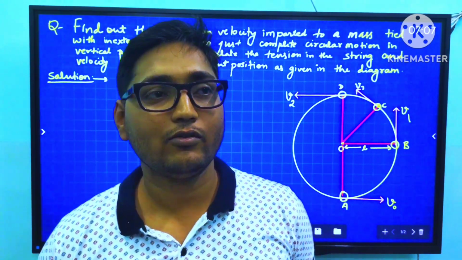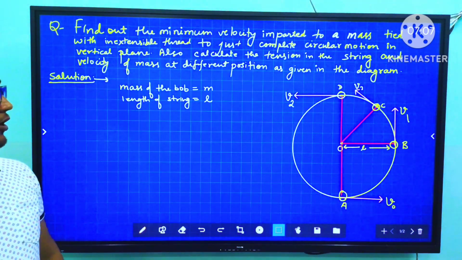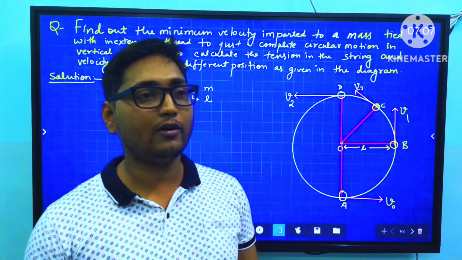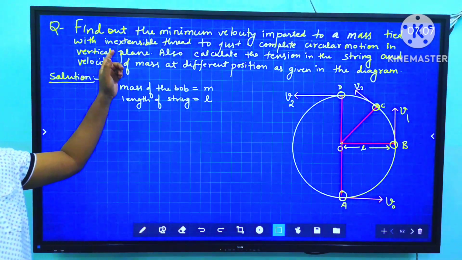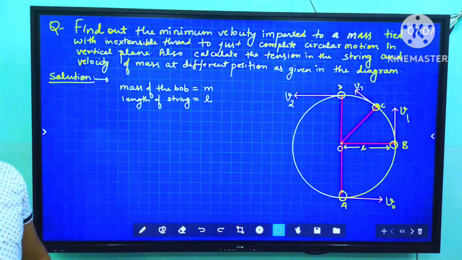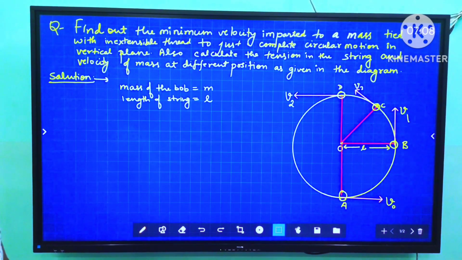Hello students, today I am going to discuss a very important problem based on the conservation of energy and force balance, that is, find out the minimum velocity imparted to a mass tied with an inextensible thread to just complete circular motion in a vertical plane. Also calculate the tension in the string and the velocity of the mass at different positions as given in the diagram.